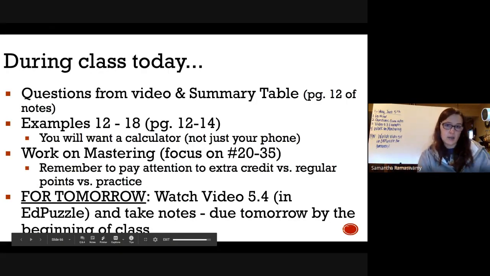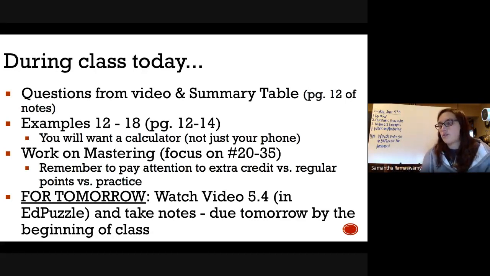So during class today, we're going to start by going through questions from the video from last night, so video 5.3, and looking at the summary table on page 12 of the notes. The summary table is just a way to bring everything from the video together into one place. Then we're going to be doing examples 12 through 18 in the notes, so it's pages 12 to 14. You will want a calculator. And then hopefully there's a little bit of time to work on mastering. We're going to focus on numbers 20 through 35. Those are not all for points. Some are extra credit, some are practice, and then some are regular points.